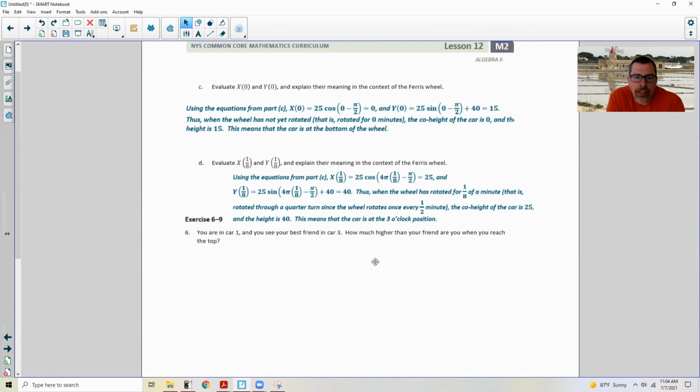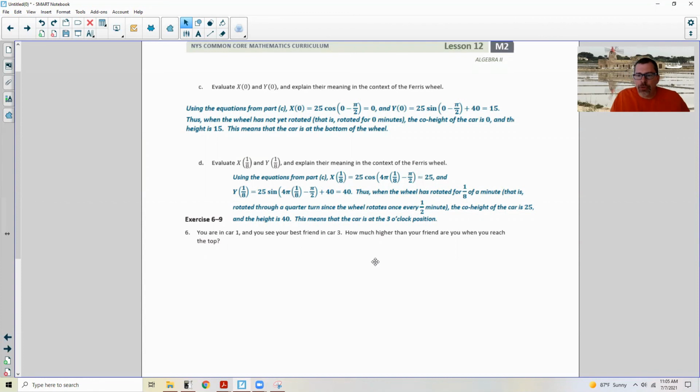And y of 1/8 equals 25 sine of 4 pi times 1/8, which is pi over 2. So pi over 2 minus pi over 2 is 0. Sine of 0 is 1. So that's 25 times 1, which is 25, plus 40 equals 40. Is that right? No. Sine of 0 is 0, I'm sorry. Sine of 0 is 0. 0 times 25 is 0, plus 40 is 40.